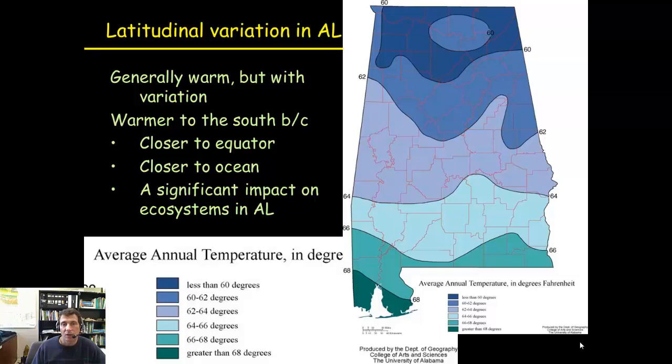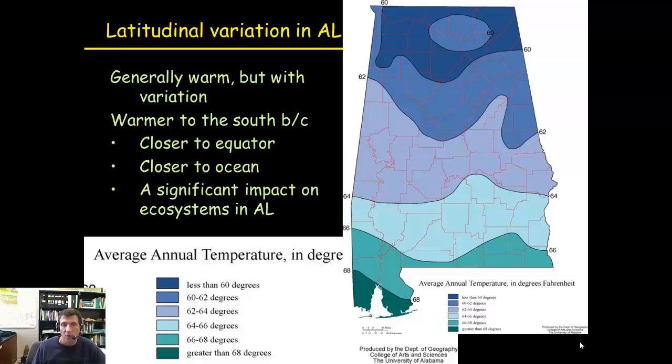The differential there is about 10 degrees Fahrenheit, which actually is a lot when you're talking about the average temperature for an area. That means that we've got species living in the north of the state that can't tolerate the hot conditions that are in the south part of the state, and vice versa with regard to the cold that's in the north. The reason that lower Alabama is warmer is because not only is it closer to the equator, but it's closer to the ocean, something that we'll talk about in a few minutes. The ocean, of course, being the Gulf of Mexico.